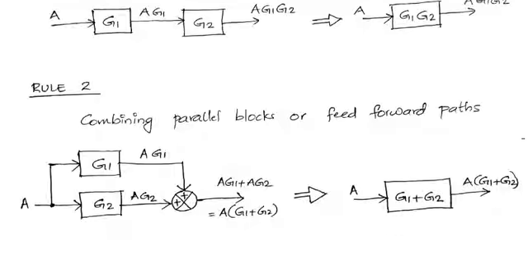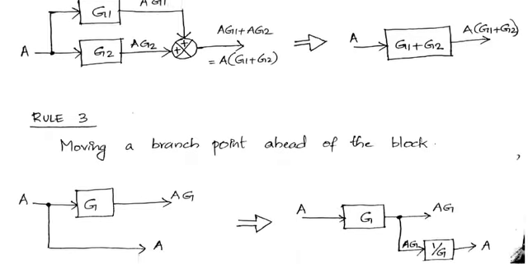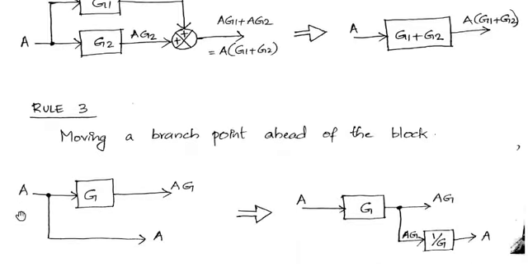Okay. So rule 3, moving a branch point ahead of the block. So this is our actual system. We have signal A, we have a block with the gain G. Signal A is applied to G, and this block G will produce the output AG. Here I am taking a branch from this point. So this point is where we are applying this signal A, so in this branch we would be getting signal A itself.